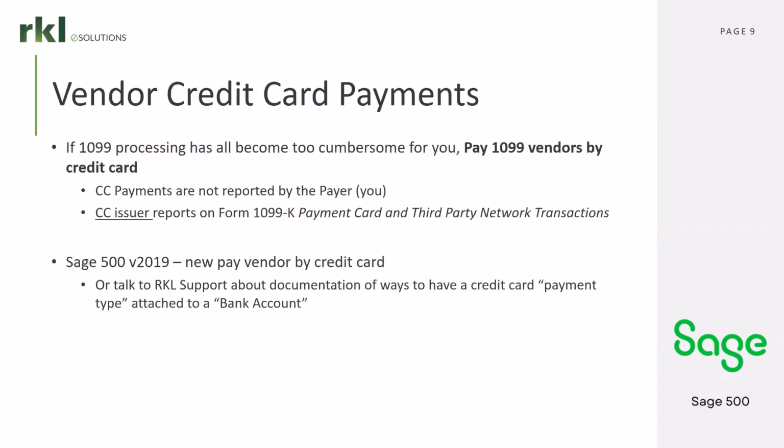Let's go to the next slide. So, credit card payments. If your 1099 process has become too cumbersome, pay 1099 vendors with credit cards. As you probably know, if you do that, payments aren't reported by you. The credit card issuer will have to file a 1099-K with the IRS to report those payments to those vendors.